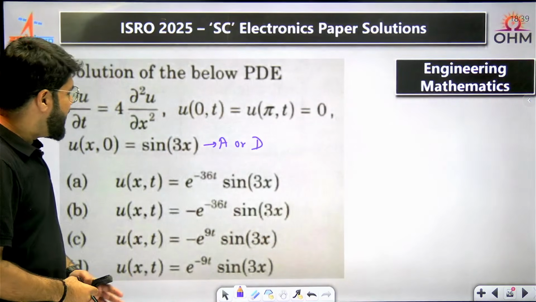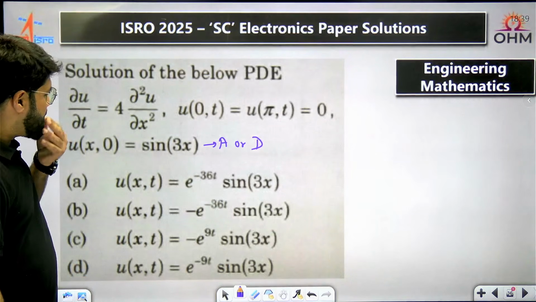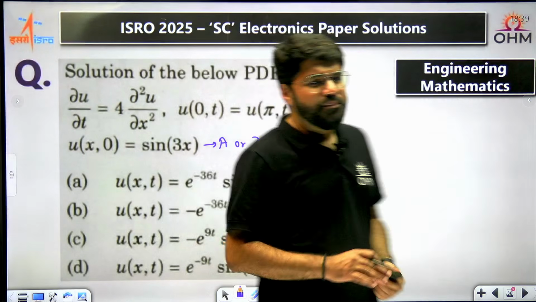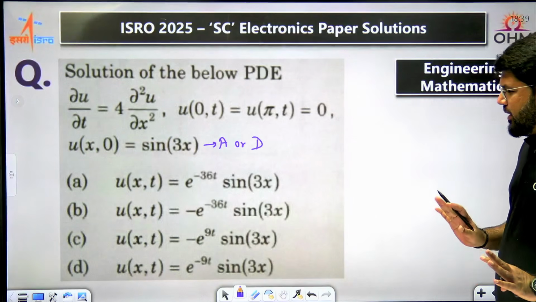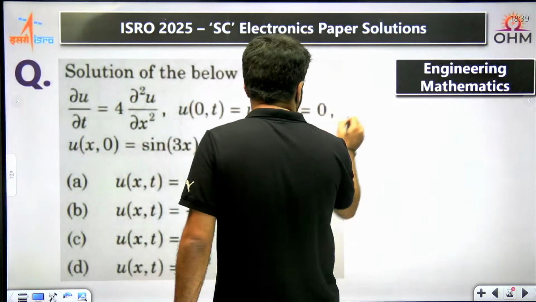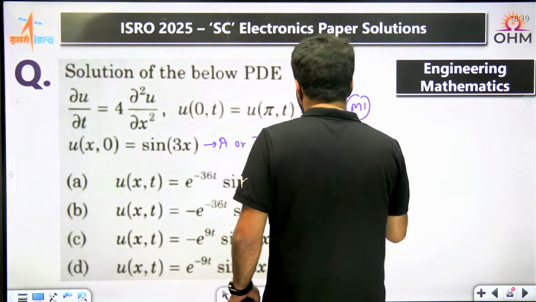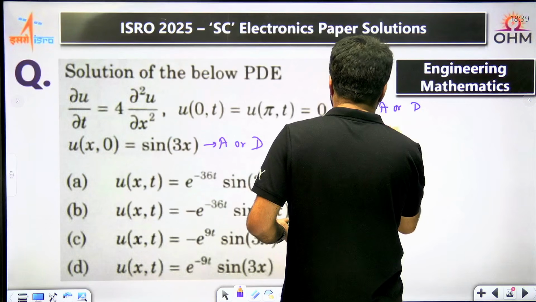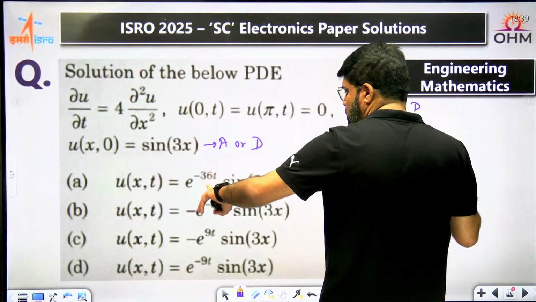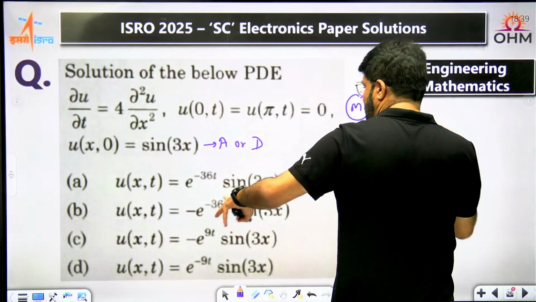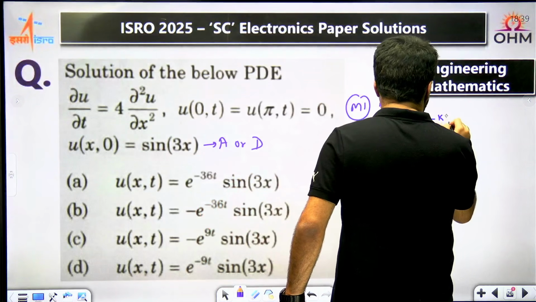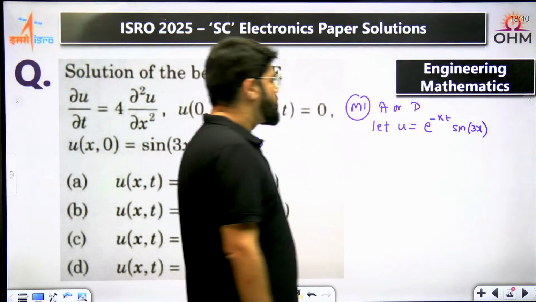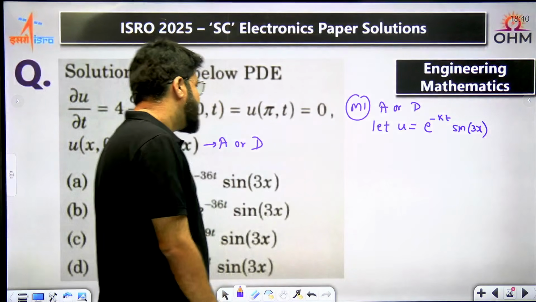Now, any further input that I can get from here? Now we actually have to calculate. Now see, from A or D, method number one. As per the A or D option, let the u function be equal to, the only difference is the exponential power. Suppose it is e power minus kt sine 3x. Sine 3x is anyway common.